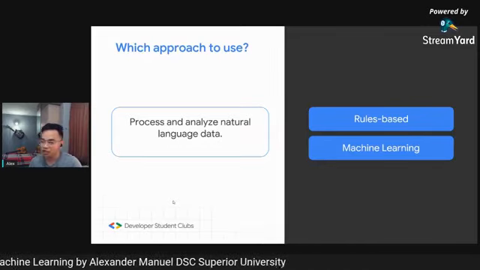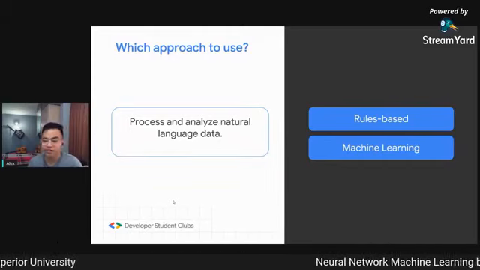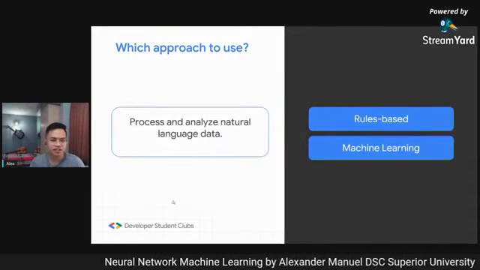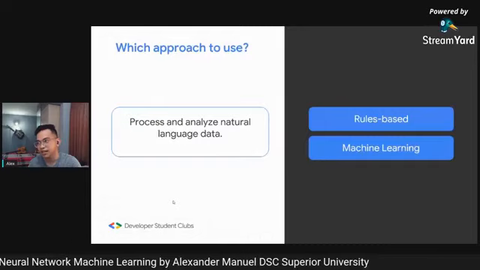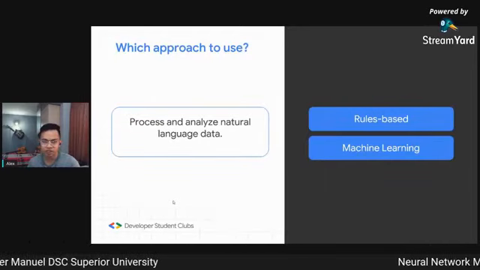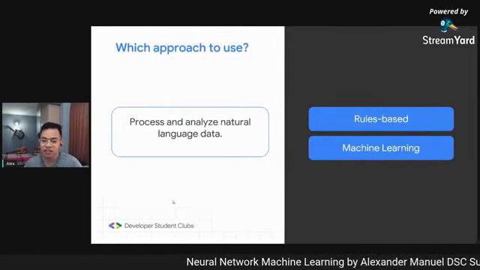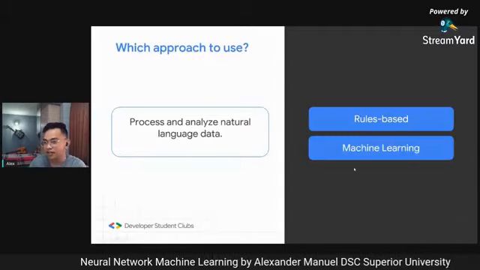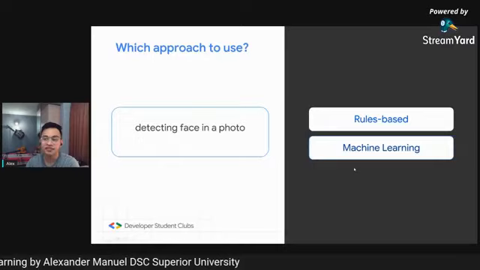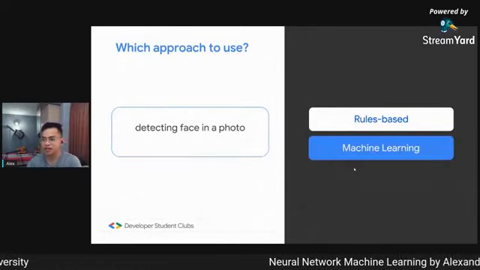and it will get much better later on. But you need training data with annotations. And in machine learning, you cannot debug manually. Even if it is obviously wrong, you cannot directly tell the machine learning model that it is wrong. And next, detecting faces in photos, of course, is machine learning.